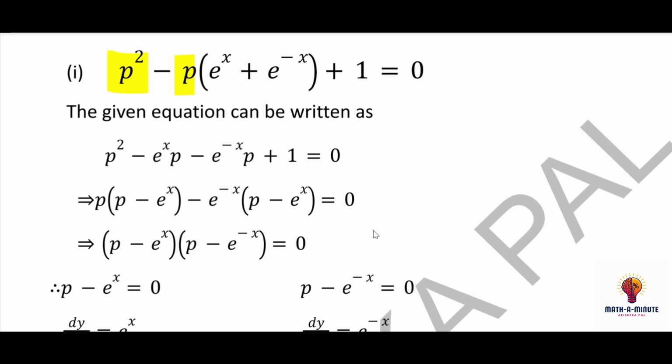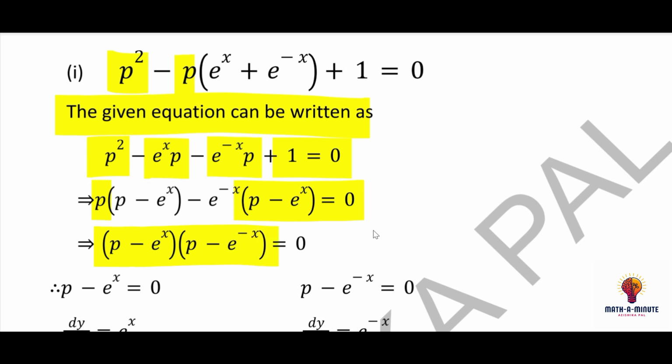We can write this given equation in the form of p squared minus e to the power x p minus e to the power minus x p plus 1 equals 0. If we take p common from the first two terms, it will be p of (p minus e to the power x). If we take e to the power minus x common, the next term will be minus e to the power minus x of (p minus e to the power x) equals 0. Therefore we can write this differential equation in the form of (p minus e to the power x) into (p minus e to the power minus x).